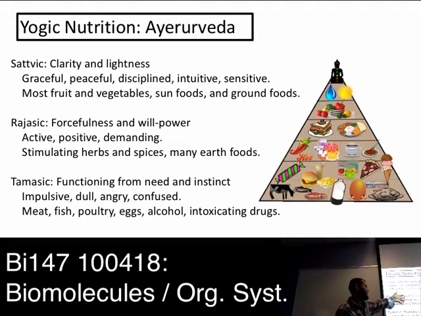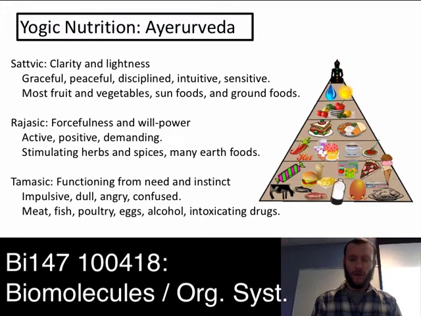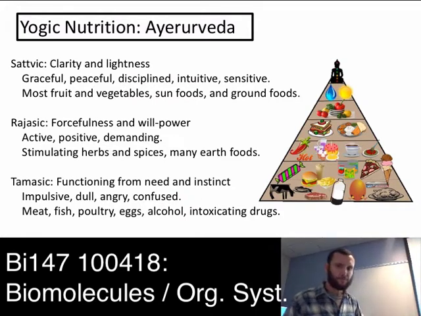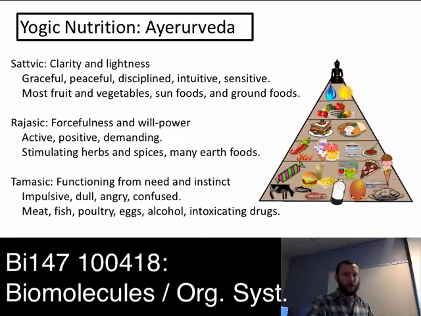Rajasic foods are ones that are fiery. So these are foods that are very stimulating, and so they embody attributes of activity and positivity, activity being demanding and headstrong, etc. So Rajasic foods would be things that have a lot of ginger in them, maybe, or a lot of cayenne, spicy foods, also sweets, coffee, etc. Those sorts of things, things that encourage forcefulness and the ego.